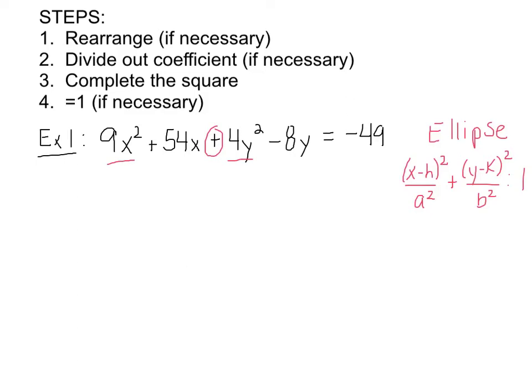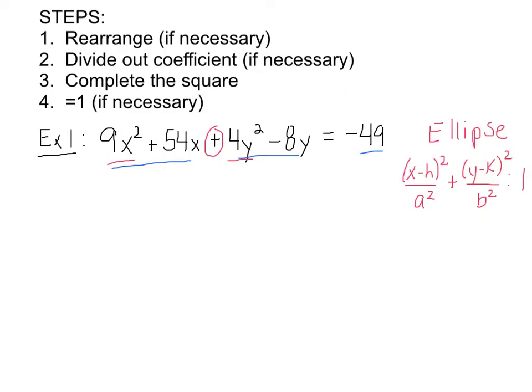So the first thing that we're going to do is look to see if we need to rearrange it. When you have to rearrange, that's if your x's are not together and your y's are not together. And right now they are. These are my x terms, these are my y terms. It's equal to some number over here. So this is a good place to start. This is how you want your equation to look before you start.